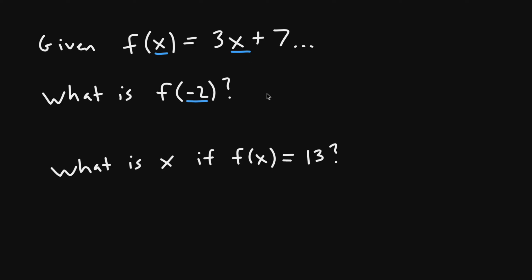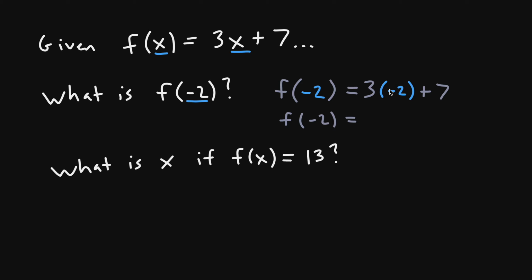So in a situation like this, you would say, okay, I'm going to take this original equation and I'm going to rewrite it. But instead of f of x, I'm going to write f of -2. And over here, instead of 3x, I'm going to do 3 times -2. But everything else from the original equation stays the same. So you say, okay, f of -2, well, it's equal to this.